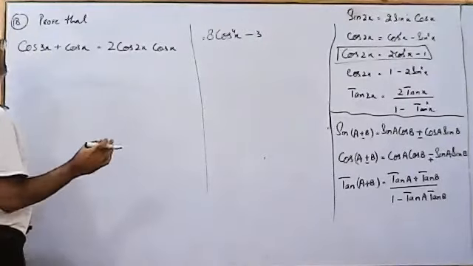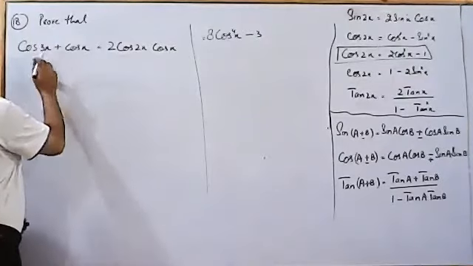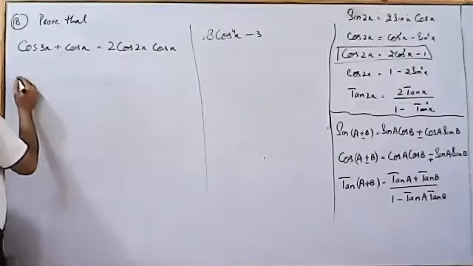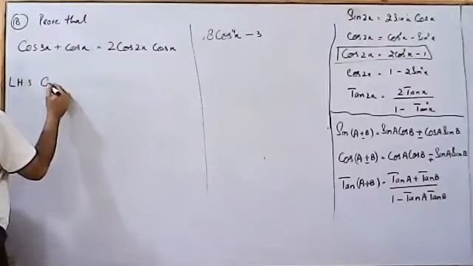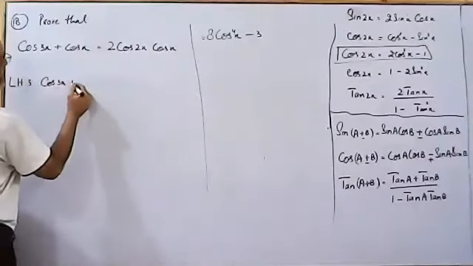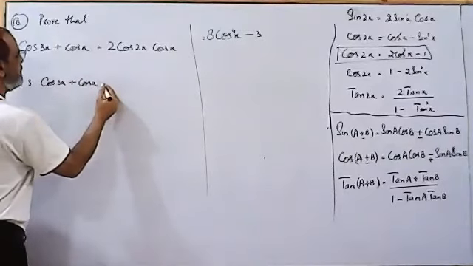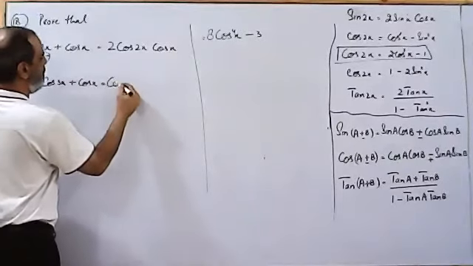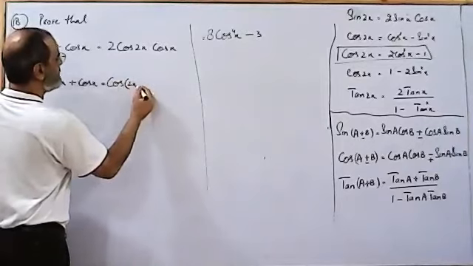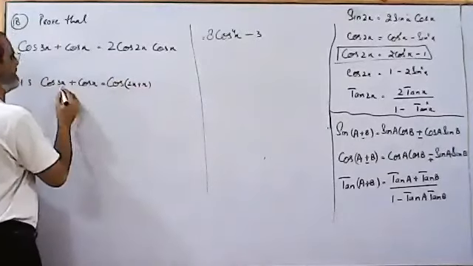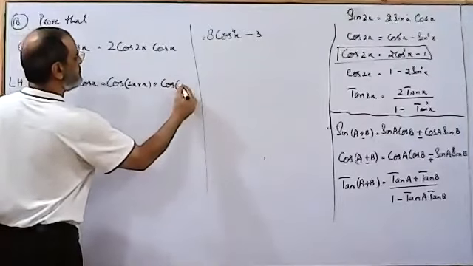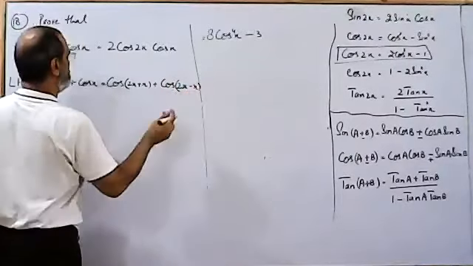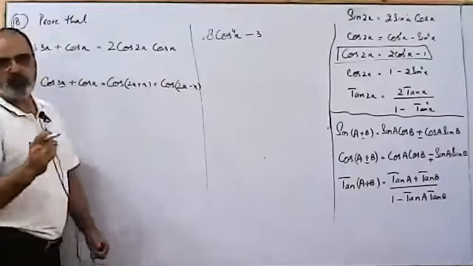Again, here I'm going to start from the left hand side, cos 3x plus cos x. I'm going to write it as cos of 2x plus x. This 3x is written as 2x plus x, and for the other term I'm going to write cos of 2x minus x. So x is written as 2x minus x.